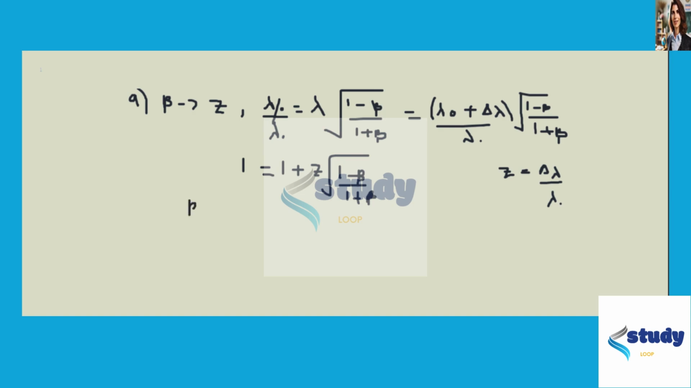Here we will solve for beta. When we solve for beta in terms of z, the relationship between z and beta we get here is beta equals z squared plus 2z over z squared plus 2z plus 2. So this is the relationship between beta and redshift.